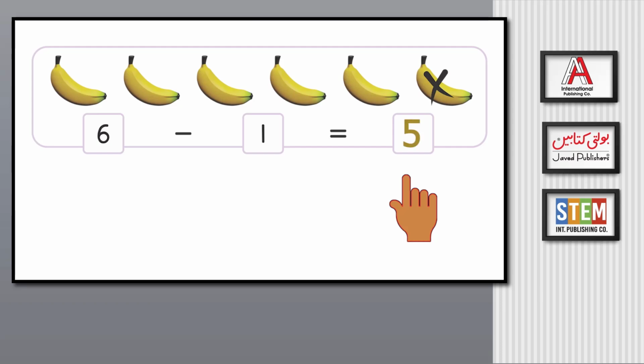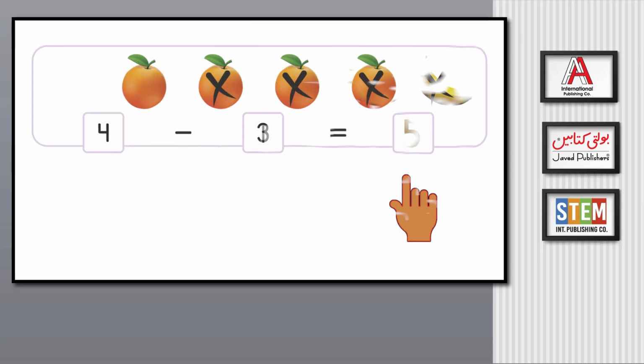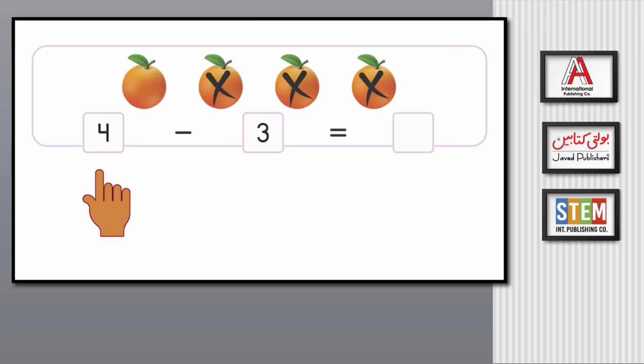5 bananas are left. Okay, here we have oranges. How many oranges are there? 4 oranges. And we are going to cut 3 out of 4. So when we cut 3 oranges, 1, 2 and 3. How many we are left with? Only 1 is left. So 1 is the answer.